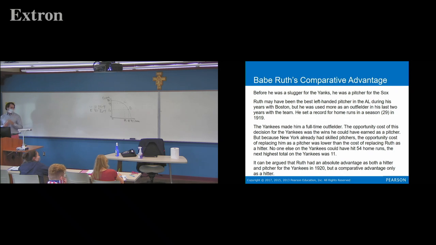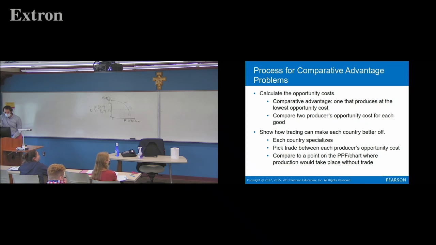Anyway, the Yankees made him a full-time outfielder because there was a much lower opportunity cost of him being in the outfield. He was so much better than everyone else. He had that comparative advantage over the other hitters for the Yankees. Like, he had 54 home runs, the next hit 11. Meanwhile, they already had a bunch of good pitchers, so he didn't have the comparative advantage in pitching. He had to hit. All right. We'll move into comparative advantage after a quick break.